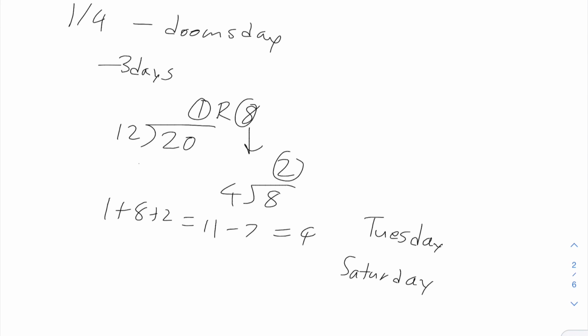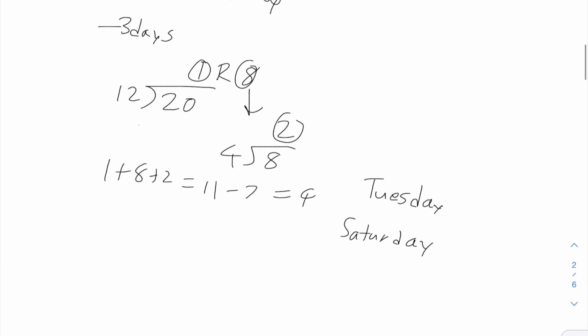So now that we know that the doomsday is Saturday, we can go back the 3 days that we found at the beginning to find what day of the week it was. So if you go back, we get Friday, Thursday, and Wednesday. So January 1st of 2020 was a Wednesday.